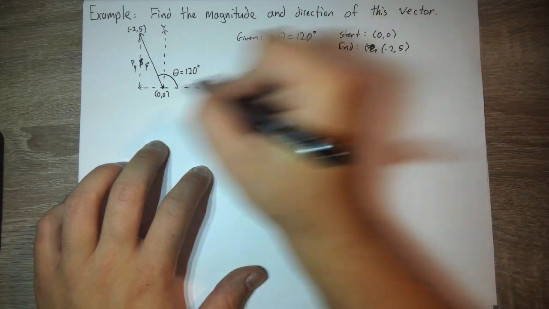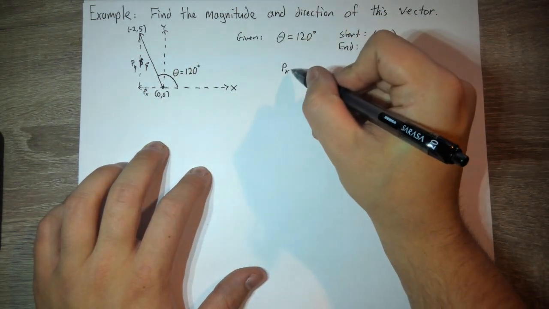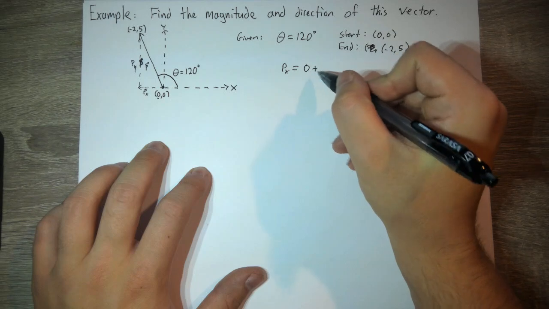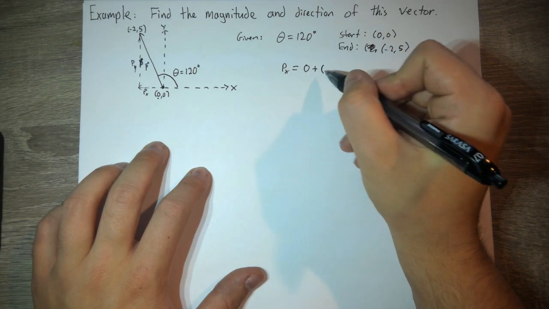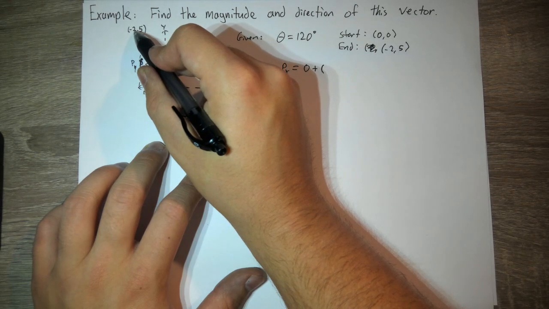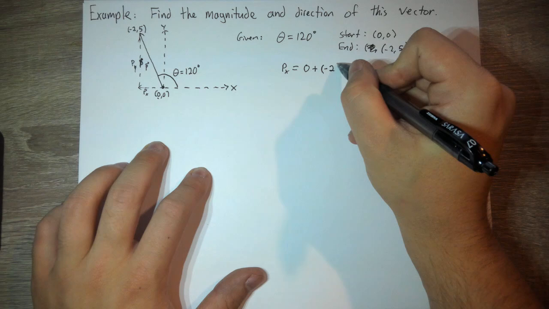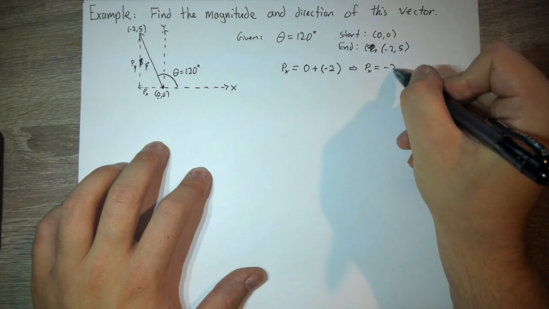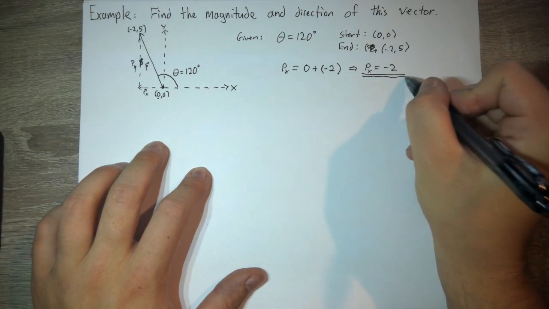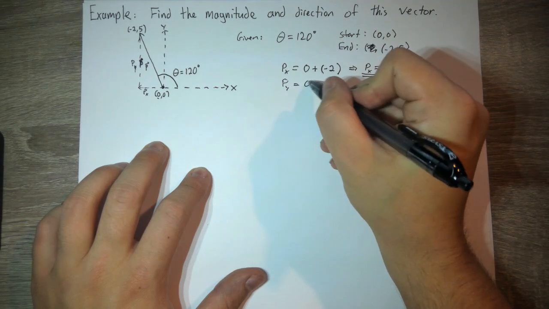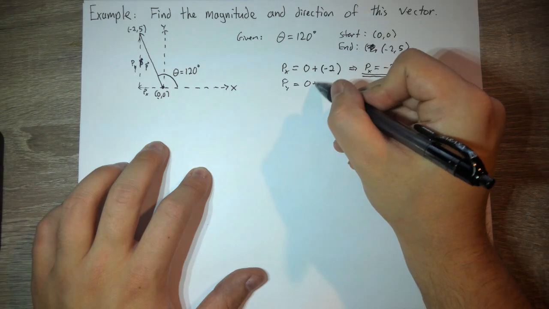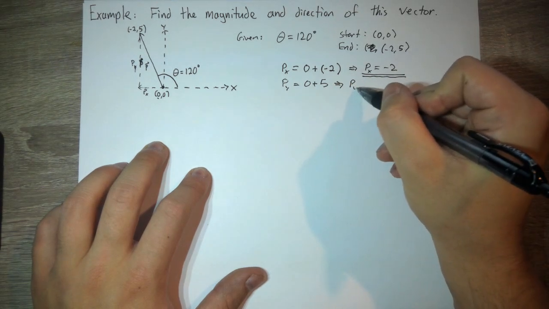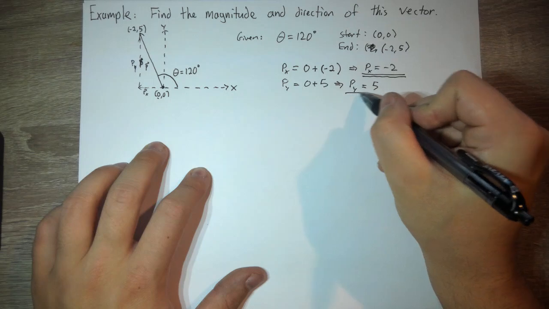So px, we can say, is 0 because we started at 0, and then we add the x component of the endpoint, -2. So the x component of this vector is -2. Py is 0, because we have 0 at the start, plus 5. So py is 5.